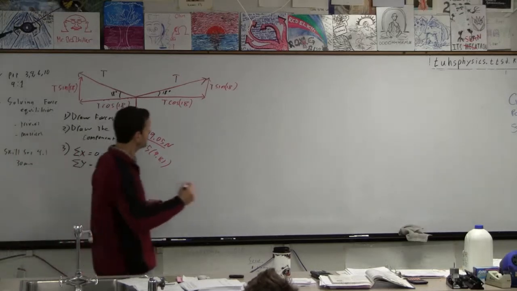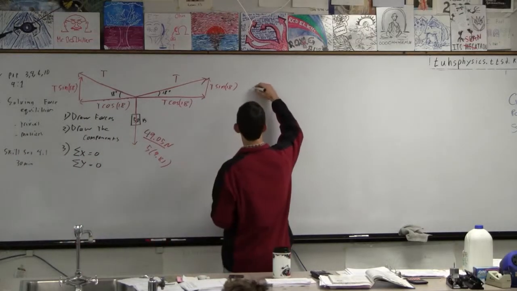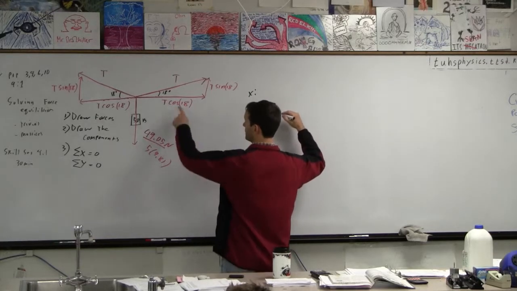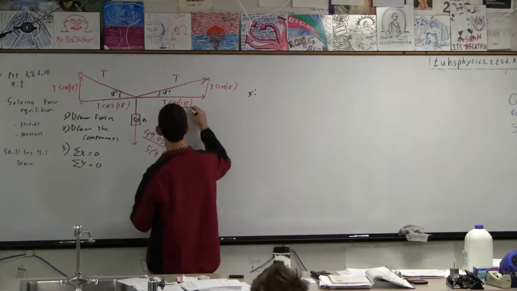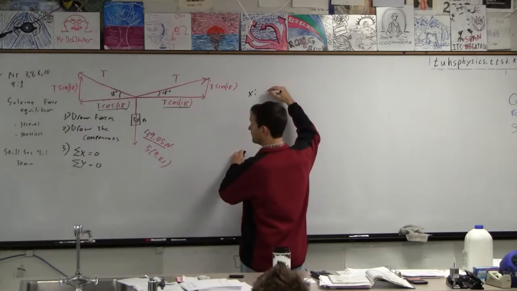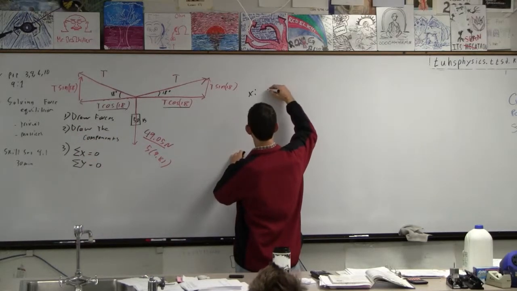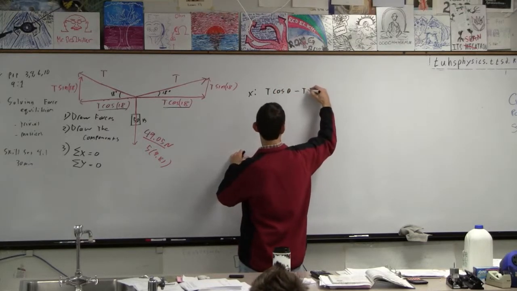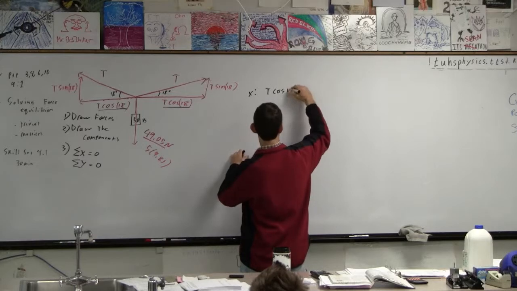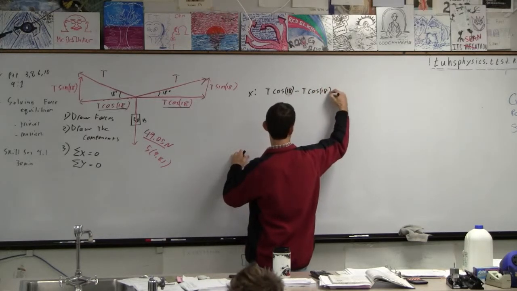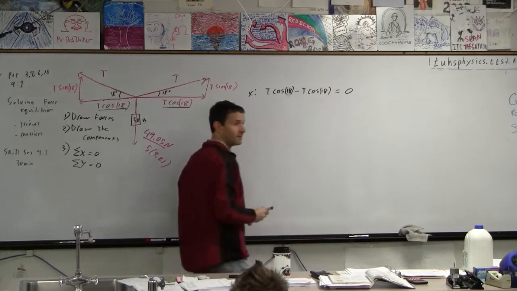And so let's just set up our expression here. In the x direction, what do we have? We have this guy in the x direction and this guy in the x direction. So we have one of the stupidest equations ever presented: T cos 18 minus T cos 18 is 0.